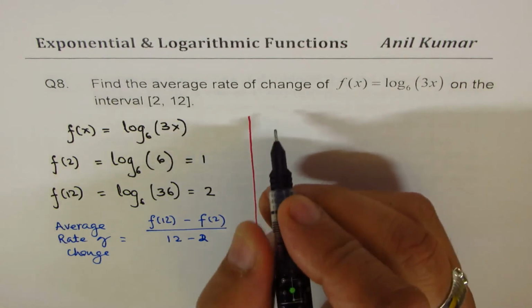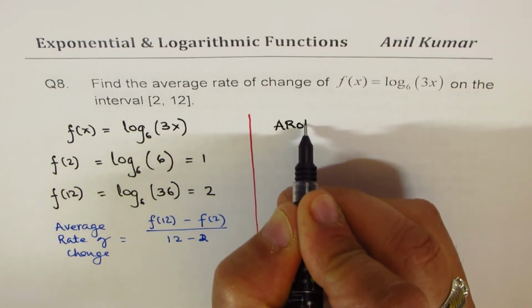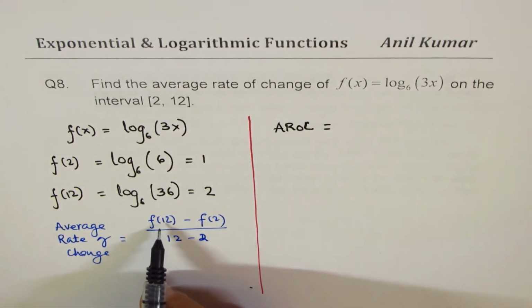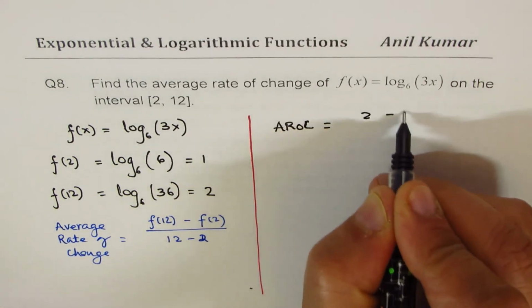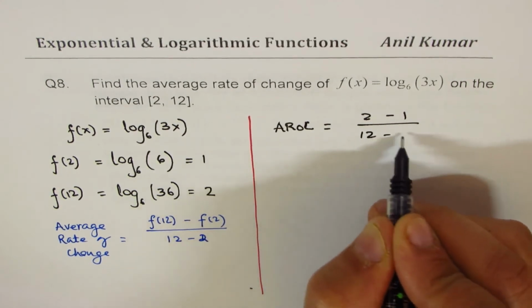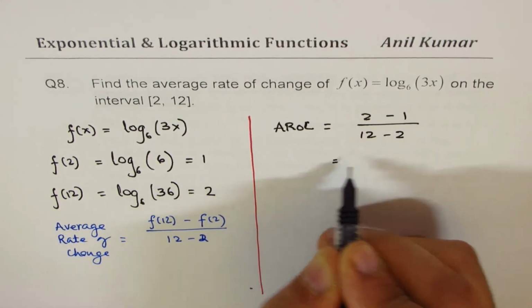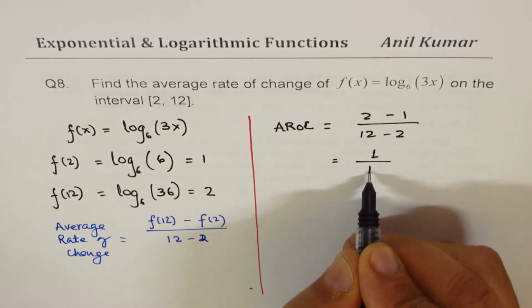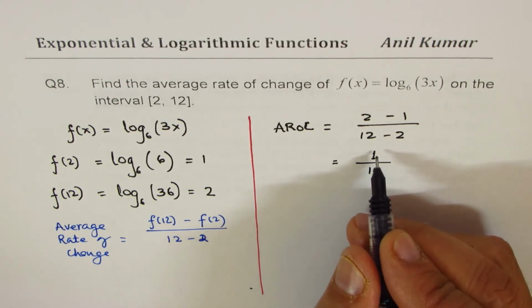So we can now find the average rate of change, which is equal to f of 12 is 2. So we get 2 minus 1 over 12 minus 2. 2 minus 1 is 1. 12 minus 2 is 10. So we get 1 over 10.